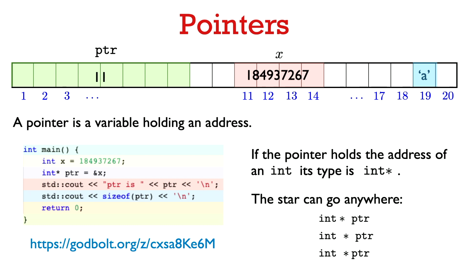So in the definition of a pointer, the star can actually go anywhere. It can be attached to the type name, the int. It can be attached to the variable name, or it can go in between. So these are all equivalent as far as the compiler is concerned.